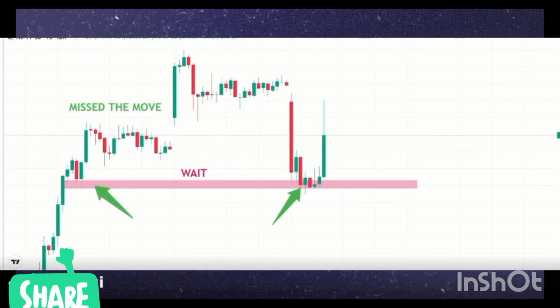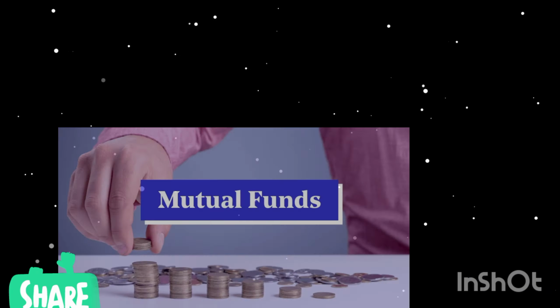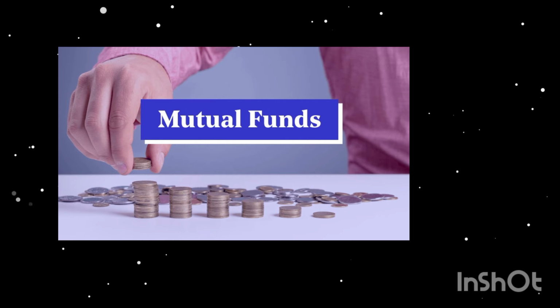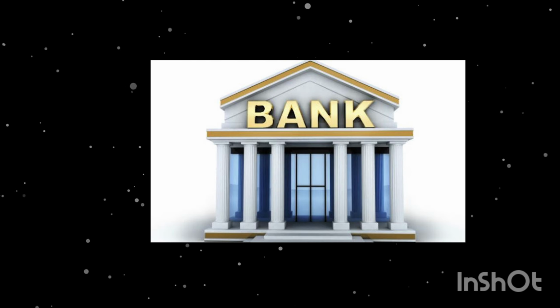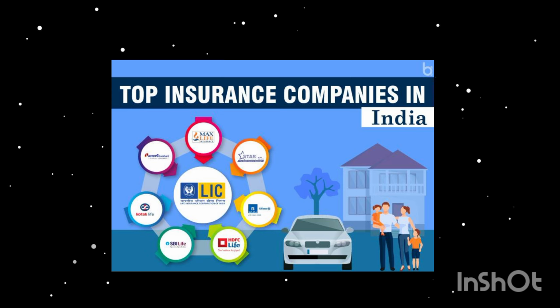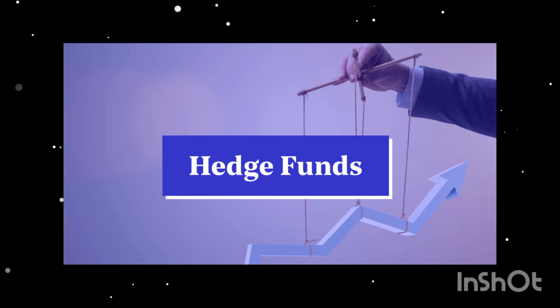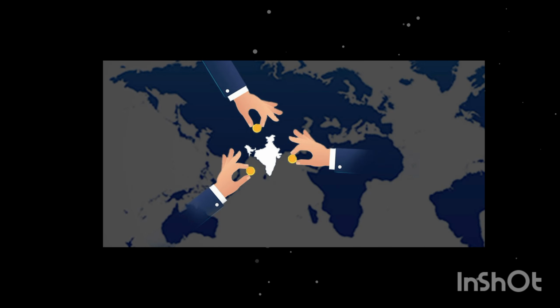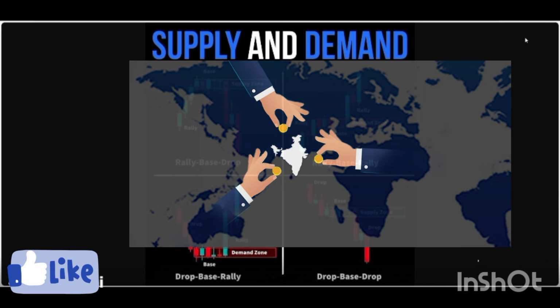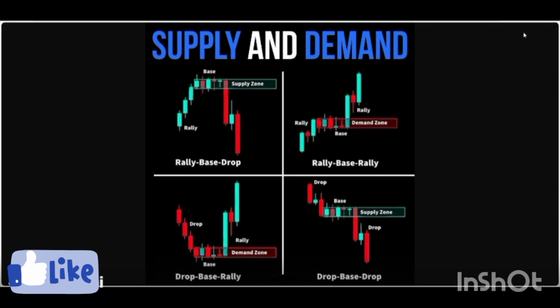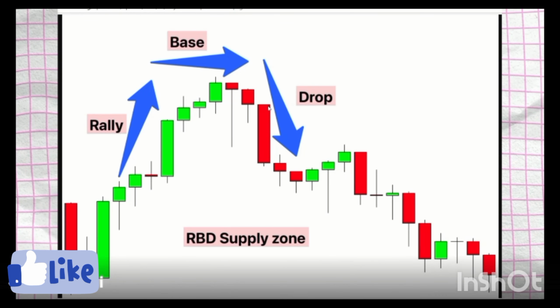What are big institutions? Why do they matter in trading? Big institutions are mutual funds, banks like ICICI Bank and JP Morgan, insurance companies, and hedge funds. Hedge funds use aggressive short positions. FIIs, foreign institutional investors, invest in Indian stocks and bonds, so they can move markets with their large volumes.